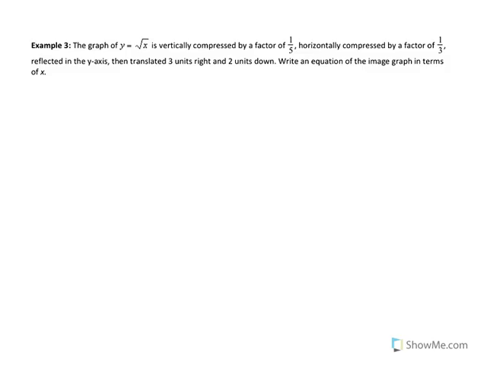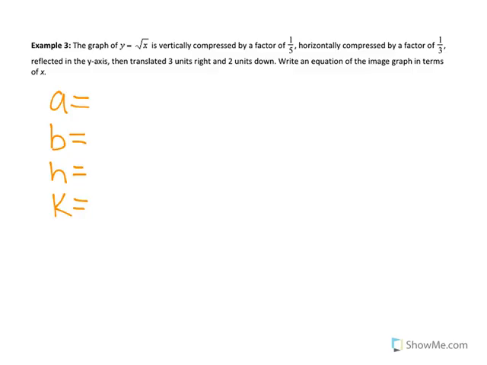Alright, the graph of y equals the square root of x is vertically compressed by a factor of 1/5. It is horizontally compressed by a factor of 1/3. And it is reflected in the y-axis, translated 3 to the right and 2 units down. So let's go through each of these things.